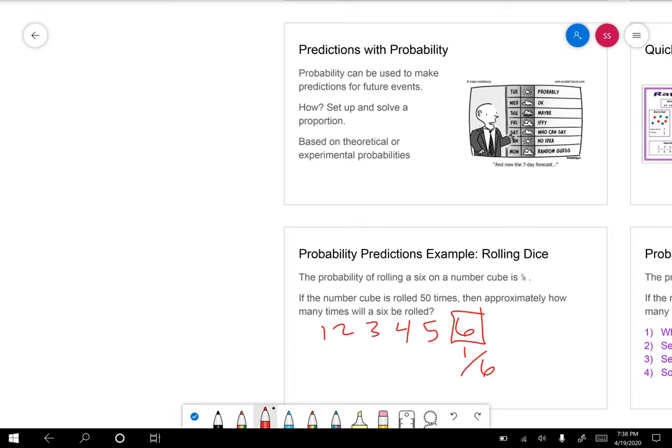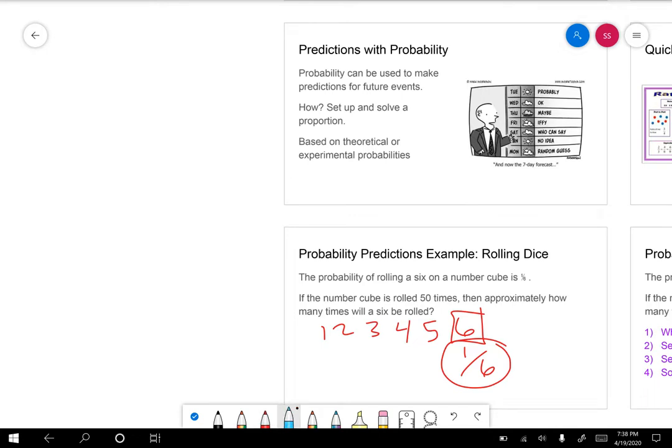Okay. So the question is, if we were to roll this number cube 50 times, we want to predict approximately how many times the number 6 would be rolled, right? So we're rolling the dice 50 times over and over and over. How many times would we get a 6? So we're using this theoretical probability right here to predict what would happen with a larger number of rolls.